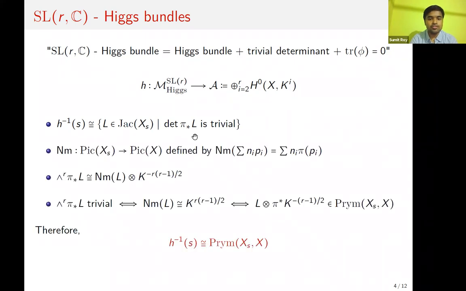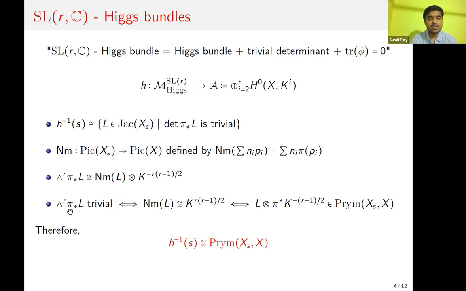So for the map π from X̃ to X, that's a covering map, we have an associated norm map from the Picard group of X̃ to the Picard group of X, which is defined using the divisor: send Σ nᵢ pᵢ to Σ nᵢ π(pᵢ). And we have an isomorphism: the top exterior power of π_* L, that is, the determinant of π_* L, is isomorphic to Nm(L) ⊗ K^(−r(r−1)/2). This isomorphism is due to Beauville, Narasimhan, and Ramanan.